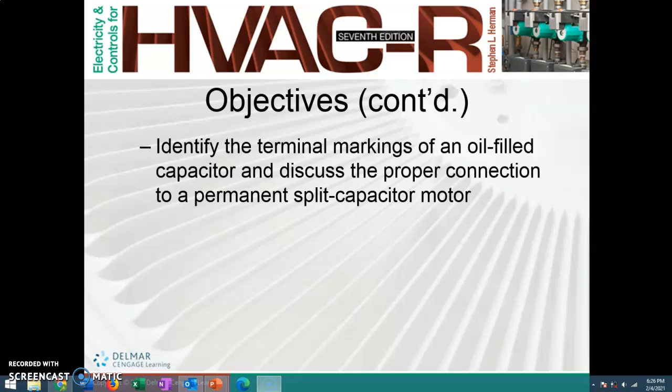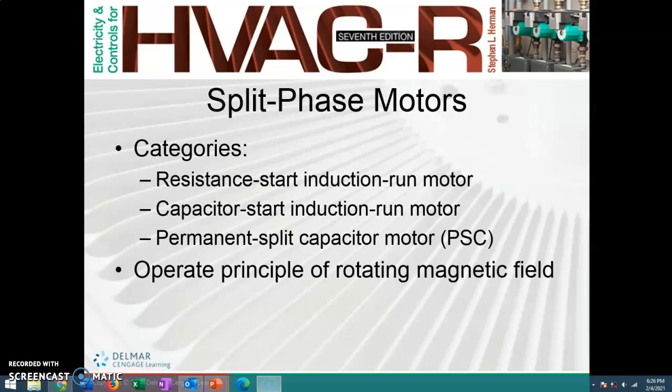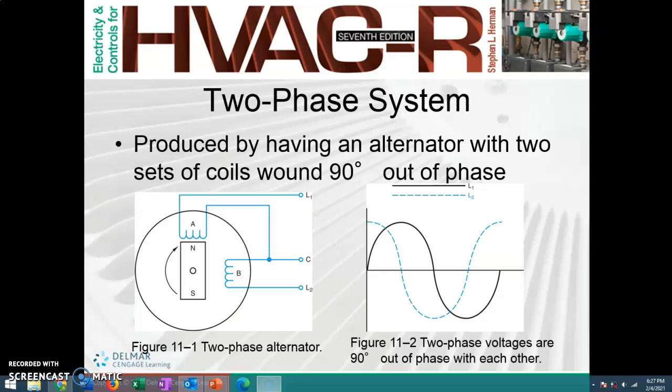in that time. Okay, so split phase motors are divided up into three categories. You've got the resistance start induction run, the capacitor start induction run, and the permanent split capacitor. Of the three, the permanent split capacitor is a large majority of what you will see in the industry. Personally, I can't think of a single time I've ever seen one of the other two motors. I'm sure I have at some point, I just can't think of one. That said, they all operate on the basic principle of a rotating magnetic field.